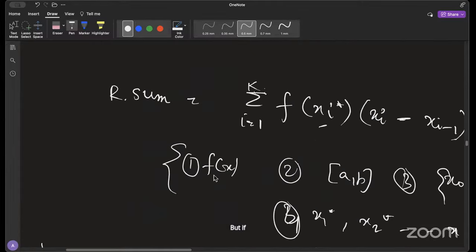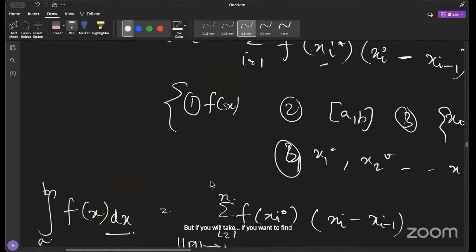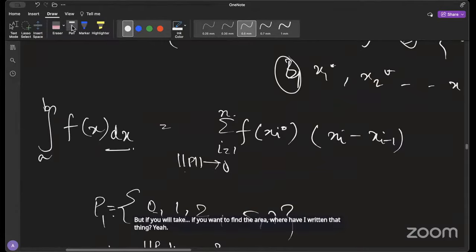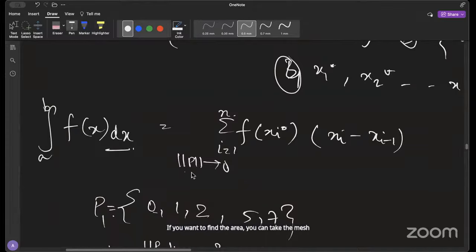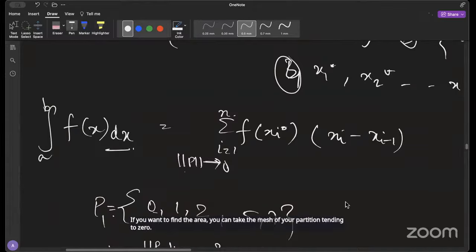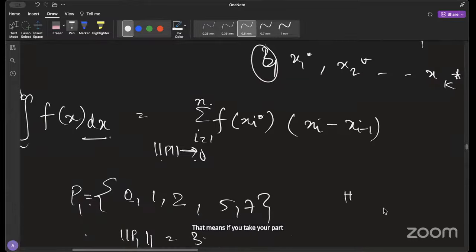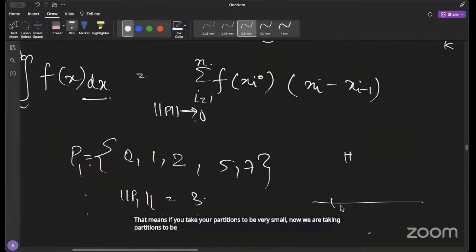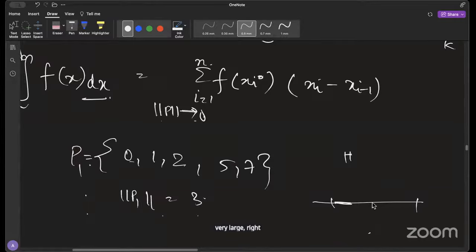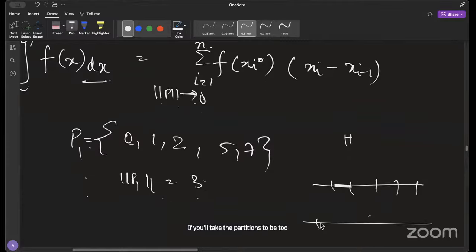But if you want to find the area, you can take the mesh of your partition tending to 0. That means if you take your partitions to be very small, now we are taking partitions to be very large, right? We're taking the partitions to be these. These are too large. If you take the partitions to be too small like this, where the length of these partitions is approaching 0, that means it's almost 0, then that will give you the exact area.